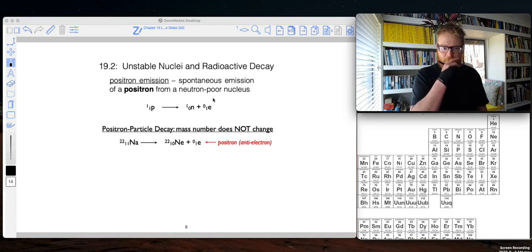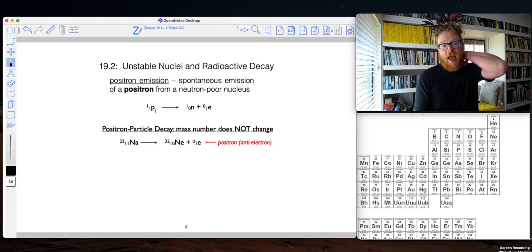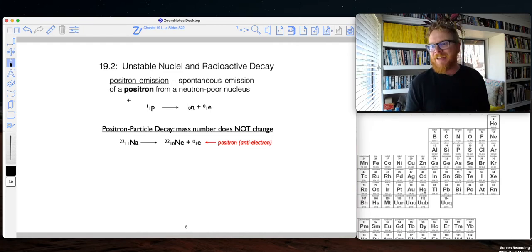So the previous decay mechanisms we talked about with alpha particles and beta particles, those are from neutron-rich nuclei. And specifically, in beta decay, a neutron spontaneously becomes a proton and emits an ejected electron. Well, in positron emission, it's the opposite, right? We have a neutron-poor nucleus, or in other words, we have too many protons. So now we see a proton spontaneously becoming a neutron and ejecting a positron, or an anti-electron.